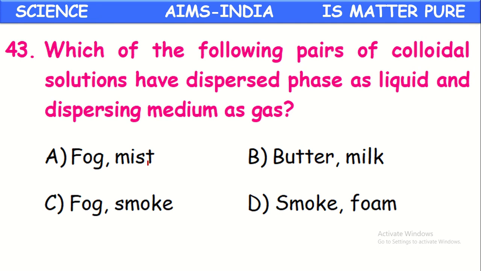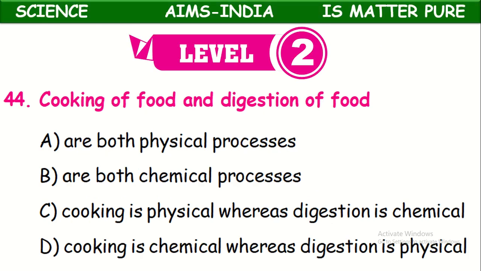Next, which of the following pairs of colloidal solutions have dispersed phase as liquid and dispersing medium as gas? So the dispersed phase should be liquid, the dispersing medium should be gas. This is the case of fog and mist. These contain liquid particles in the dispersing medium gas. Okay, next one. Level 2 questions we are going to see now.